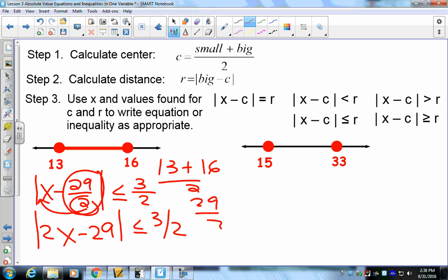And my last one, notice this is an equal sign because there's no shading. So to find the midpoint, I have 15 plus 33 divided by 2. 48 divided by 2 is 24, so x minus 24. And then my distance is 9.